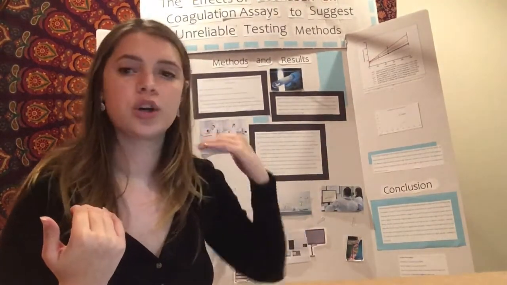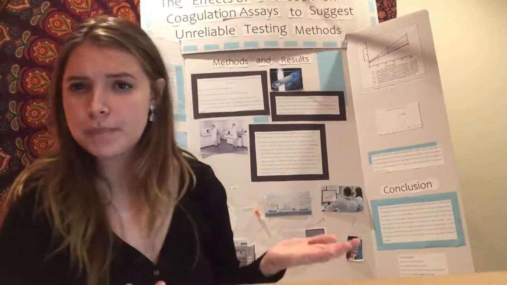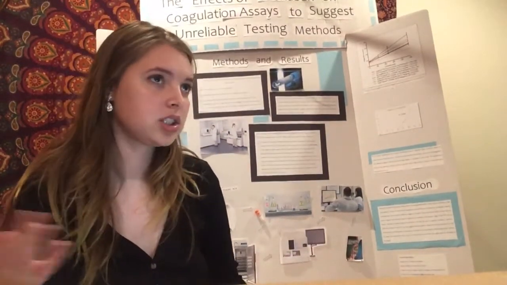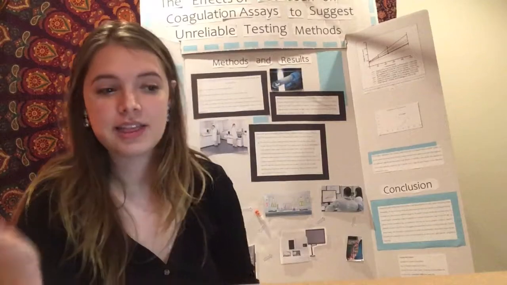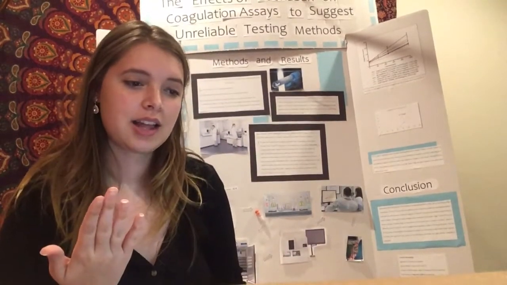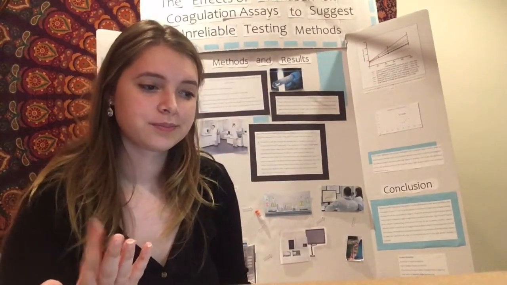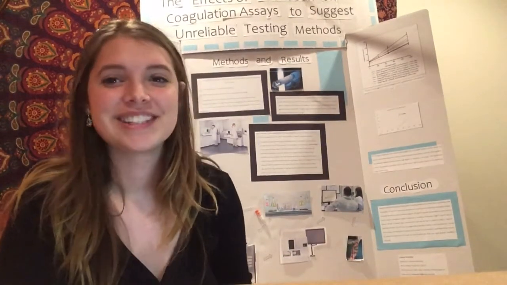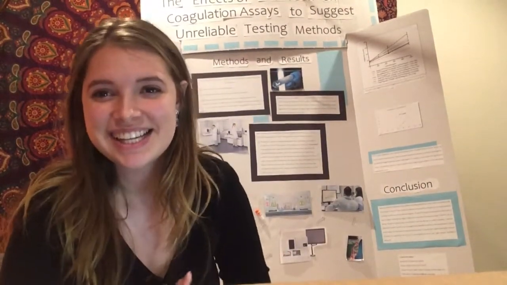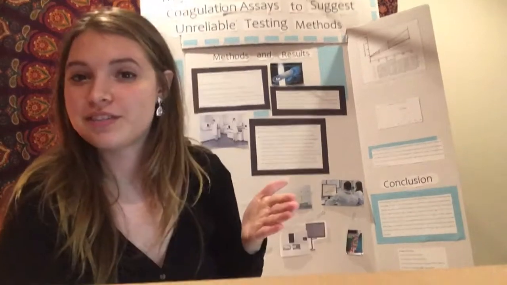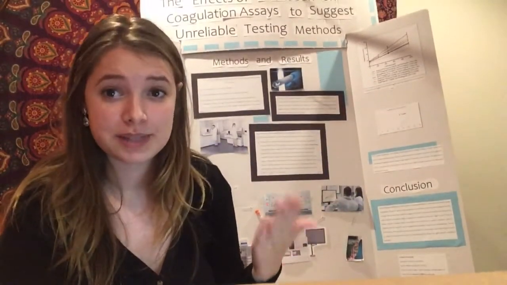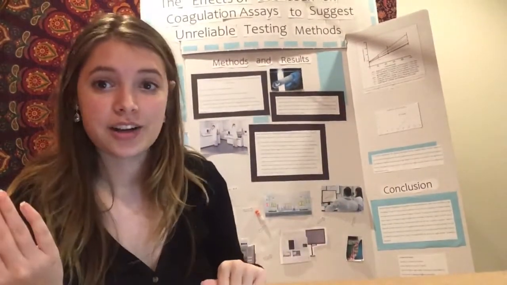And let's say with Innovin their PT is 25 seconds, but with neoplastin it's 45. There's a variability there that I'm not very fond of. I don't think it's very accurate. 25 and 45 is pretty different when it comes to a PT. One is a lot higher than the other.